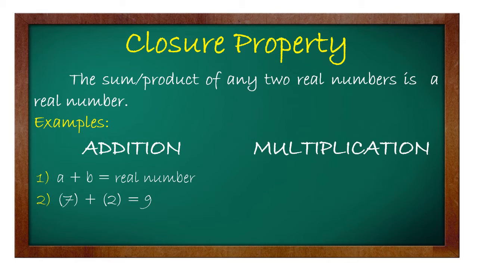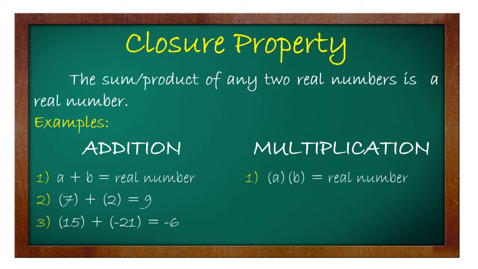Positive 7 plus positive 2 is equal to positive 9. Positive 15 plus negative 21 is equal to negative 6. So, mapapansin nyo, yung sum natin, real numbers din sila, kasi yung kanilang addends, real number din.